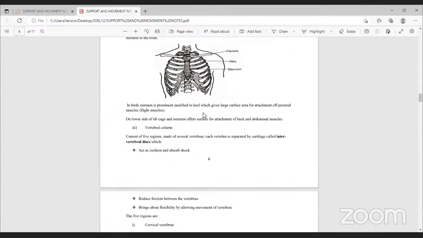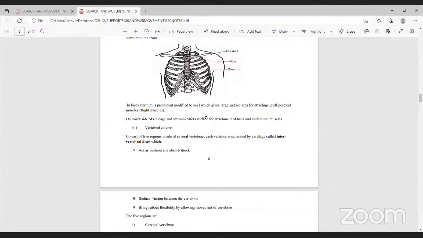that we need to talk about is the vertebral column. So when you talk about the vertebral column, these ones are basically the backbone. The vertebral column are the backbones.